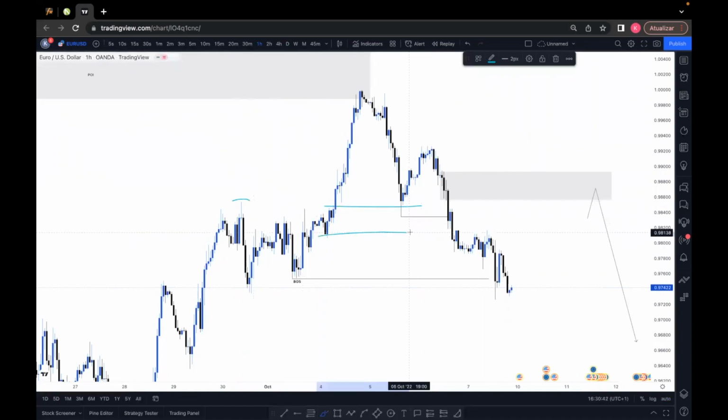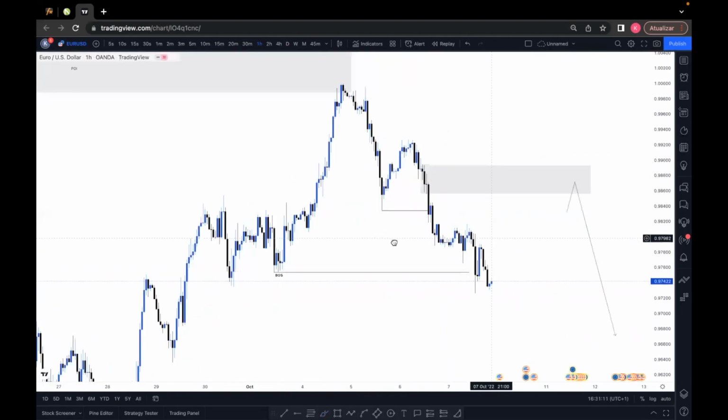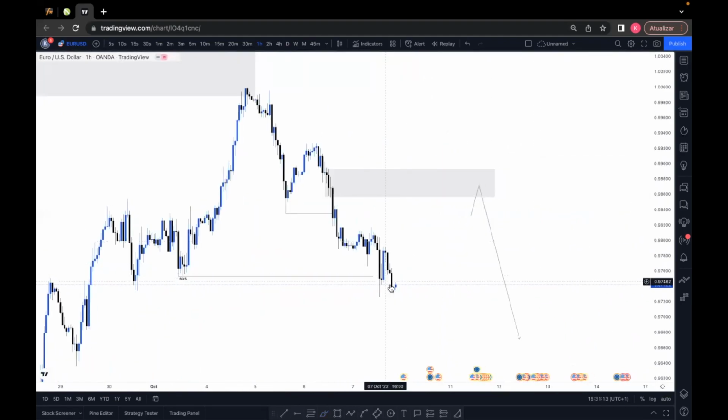We previously had a reaction at this decisional demand zone right here. We saw price giving a nice reaction but failing to put in a high, so this is what we consider a high reluctancy. This low failed to do its job, which was to take out the previous high and continue the bullish run. So price liquidated the previous low, all the way to taking out this low right here. We had the body closure, which is what I like when it comes to break of structure. I usually don't trust weak breaks; I think body breaks are much more reliable. So we had a break of structure right here with body closure.